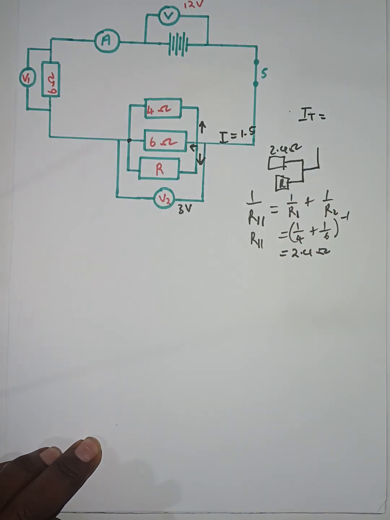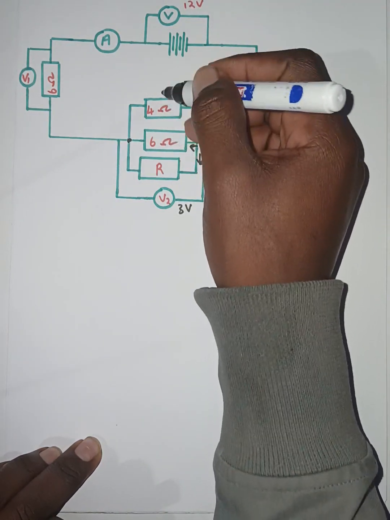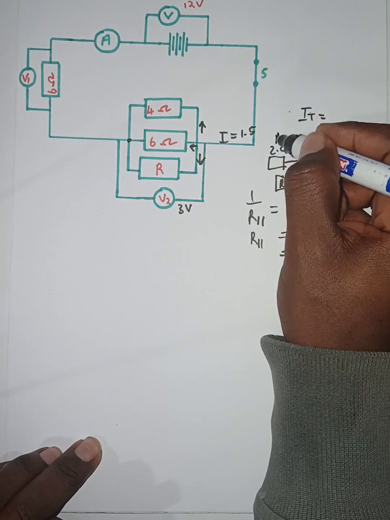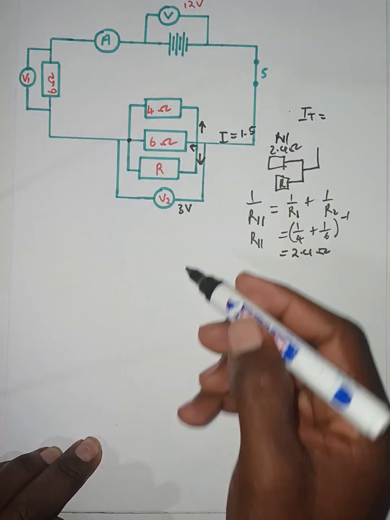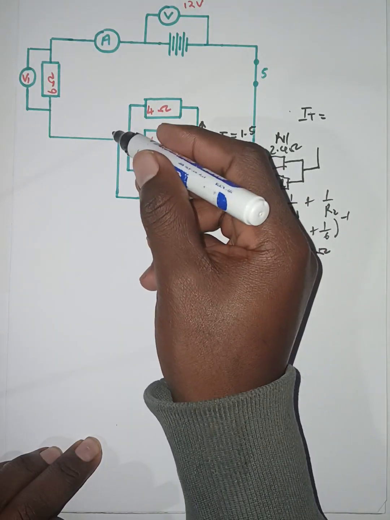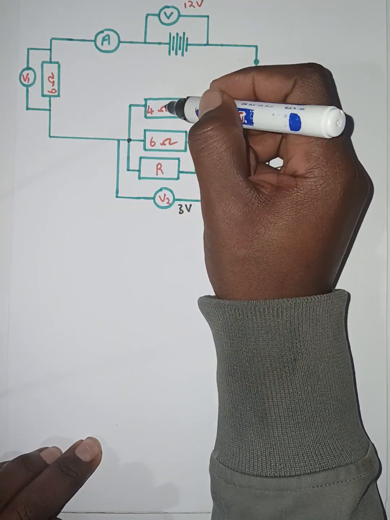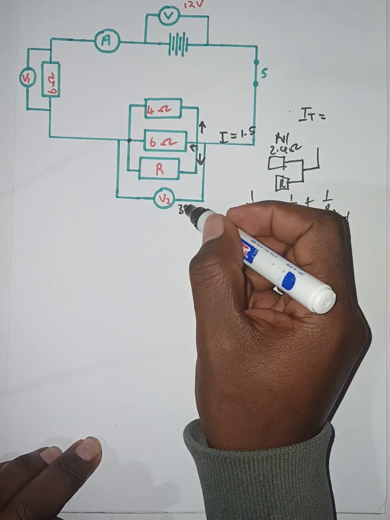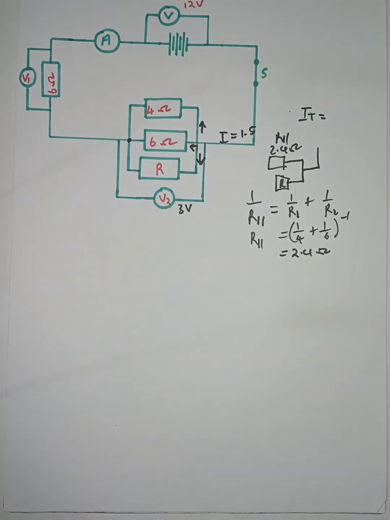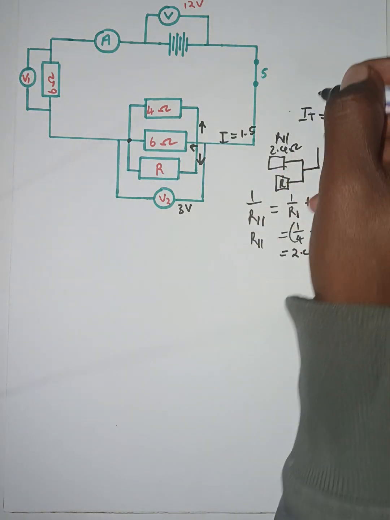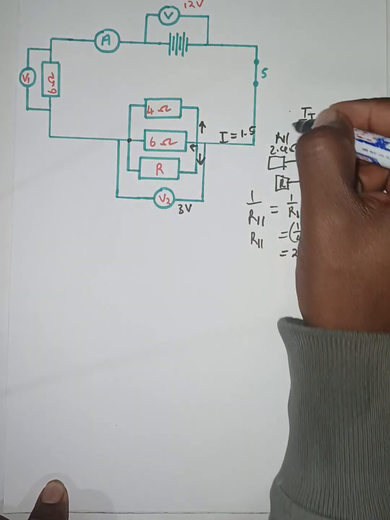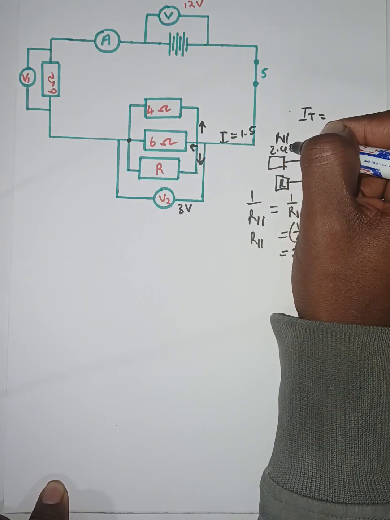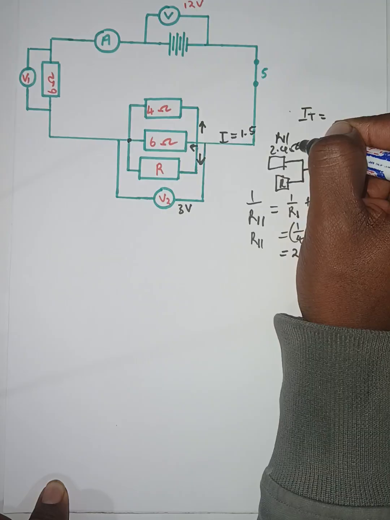So in this case, I'm going to calculate the current that is passing through my R parallel. Remember that the voltage across our R parallel in this case would be that 3 volts. Remember, the resistors that are parallel to one another have the same voltage, right? So now I would know the voltage across my 2.4 ohm resistor.